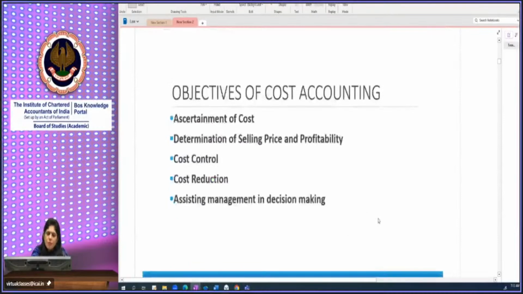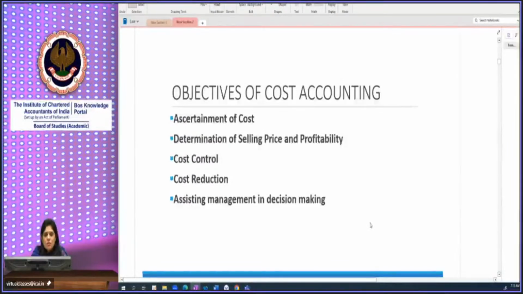All right. So these are all the concepts and introduction which you should know and that we have covered. Moving further, the objectives of cost accounting: ascertainment of cost. So the foremost objective of cost accounting is calculation of cost, ascertainment of cost, computation of cost. Then determination of selling price and profitability. So once cost is ready, of course, there are many factors which determine selling price, not only the cost, but yes, cost forms the basis of it. So it helps in determination of selling price also and thereby profit.